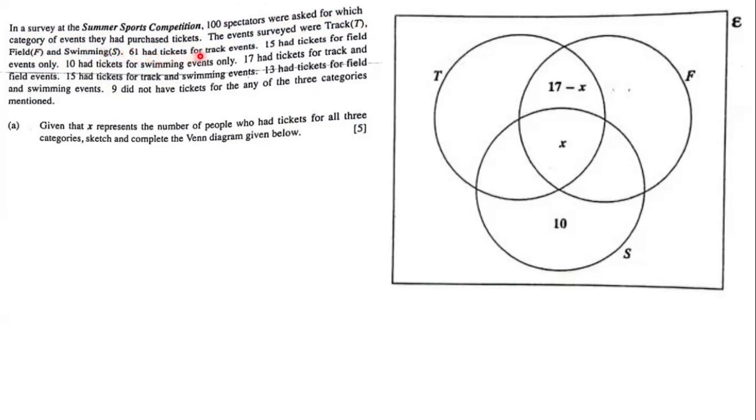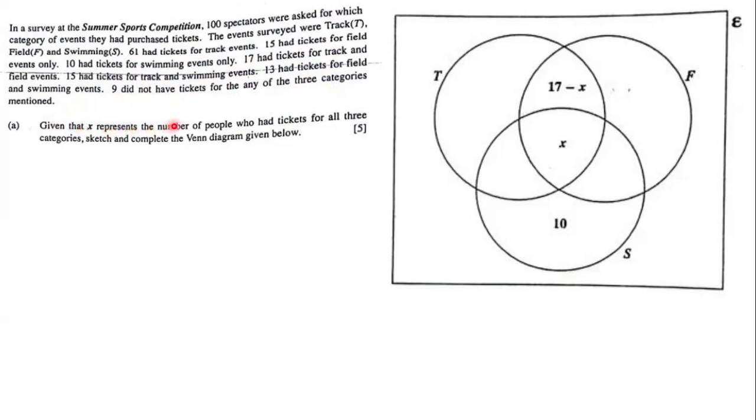61 had tickets for track events. 15 had tickets for field events only. 10 had tickets for swimming events only. 17 had tickets for track and field events. 15 had tickets for track and swimming events. 13 had tickets for field and swimming events. 9 did not have tickets for any of the 3 categories mentioned.